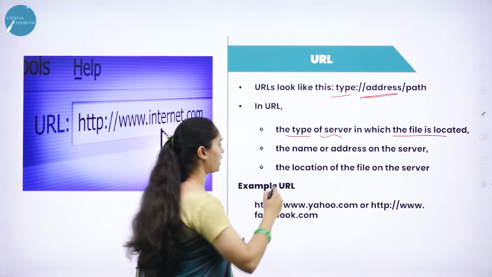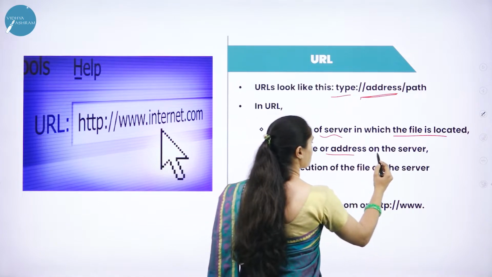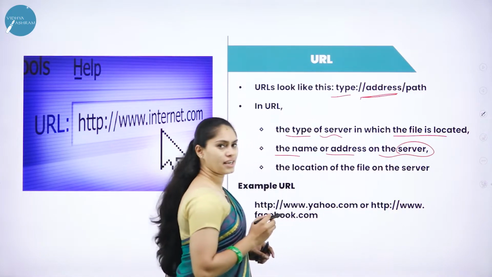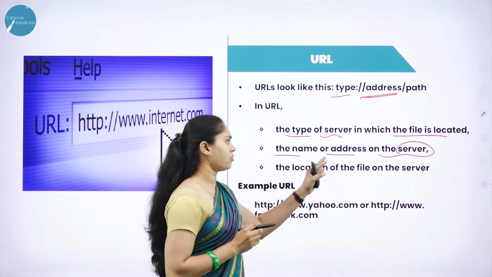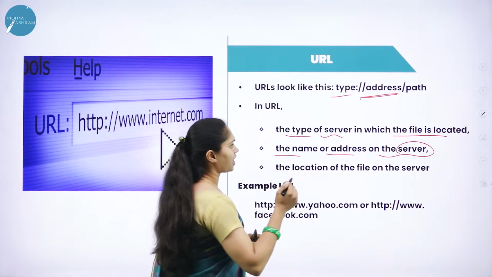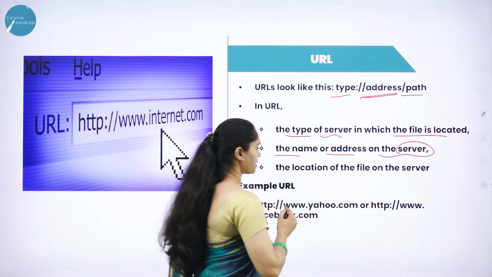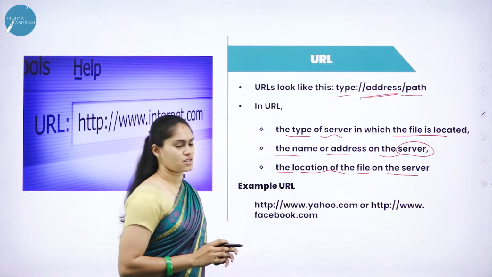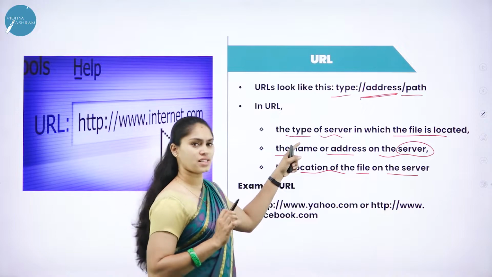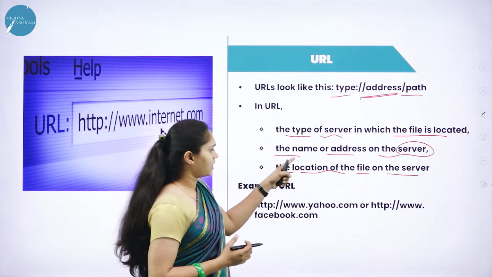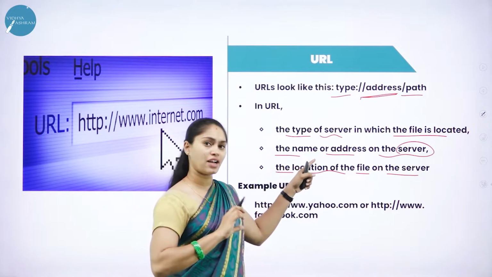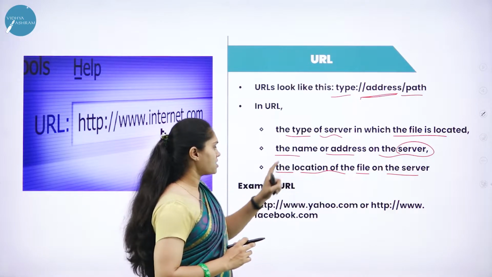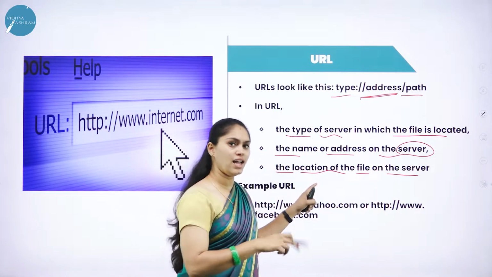That indicates the name or address of the server. At last we have a path. That path specifies the location of the file on the server. So mainly the type specifies the type of server, the name or address specifies the address of the server, and the path specifies the location of the file on a server.